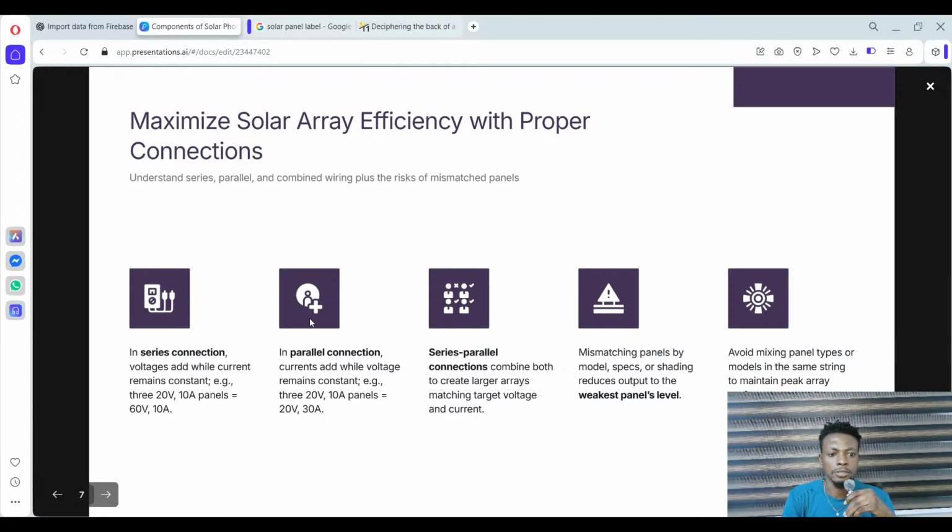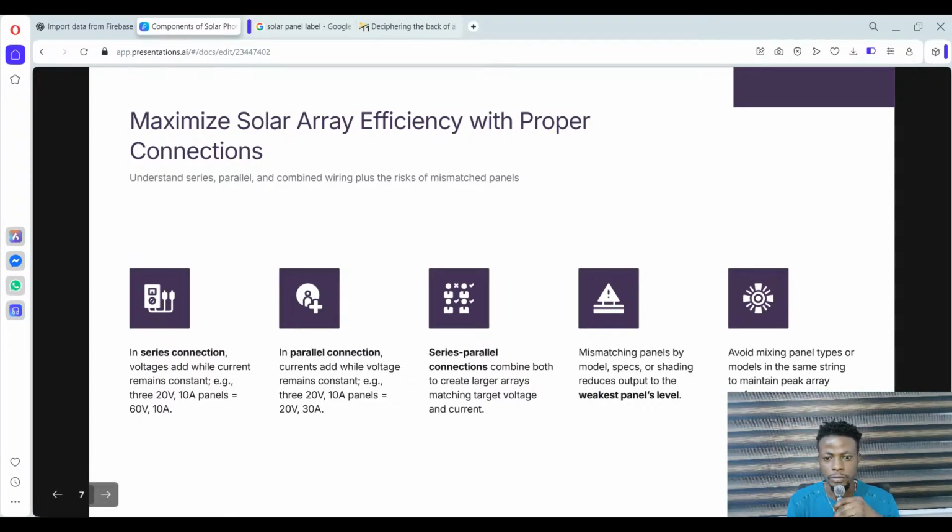All right. So now we have arrays. Those are the arrangements and the connection of panels. Now, panels can be connected in series. Panels can be connected in parallel. You can also decide to connect in series parallel, depending on what you're trying to achieve. Okay. So let's go back to our blackboard.